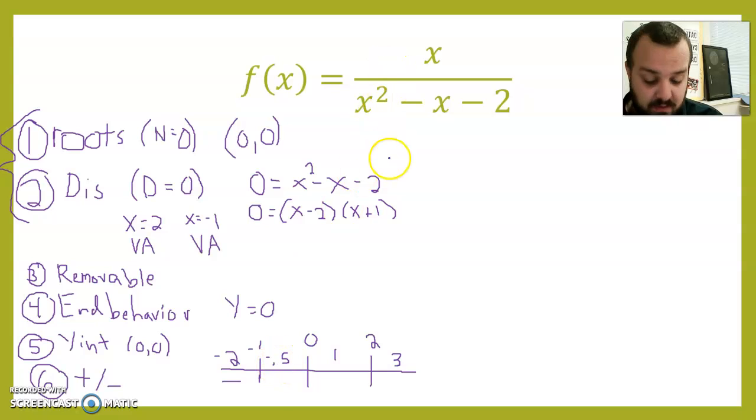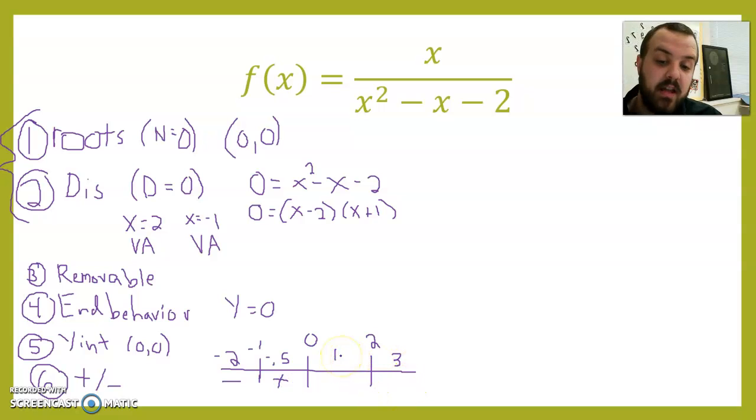Then at -0.5, I'll plug that in, so I'll do the exact same thing. In this case, we're going to do -0.5 divided by -0.5 squared minus -0.5 and then minus 2. All right, and we get 0.4, which is a positive value, so this would then be positive, okay?